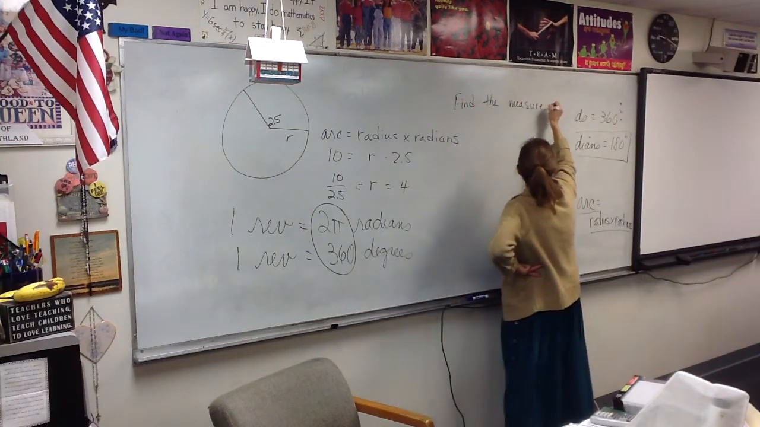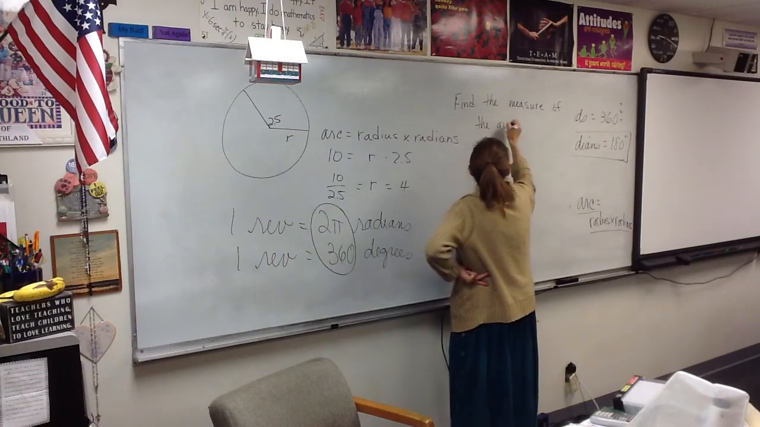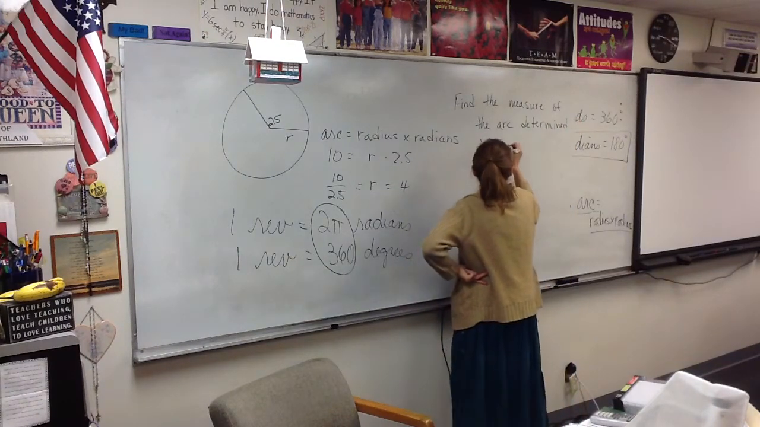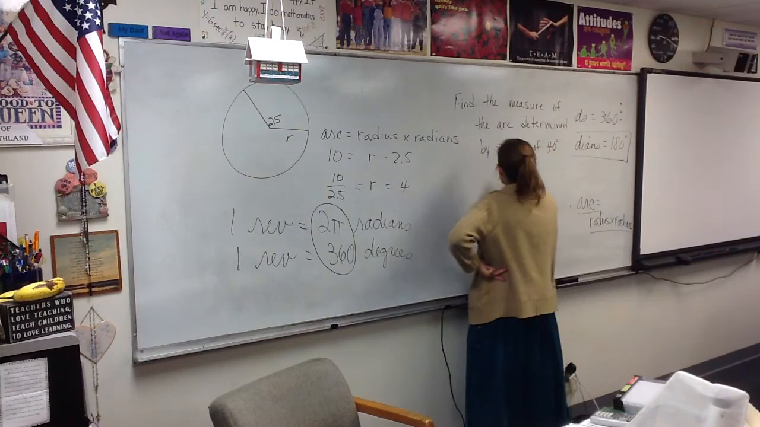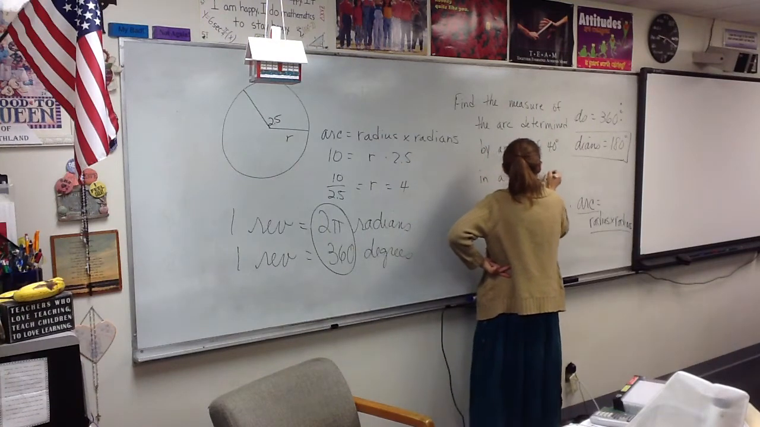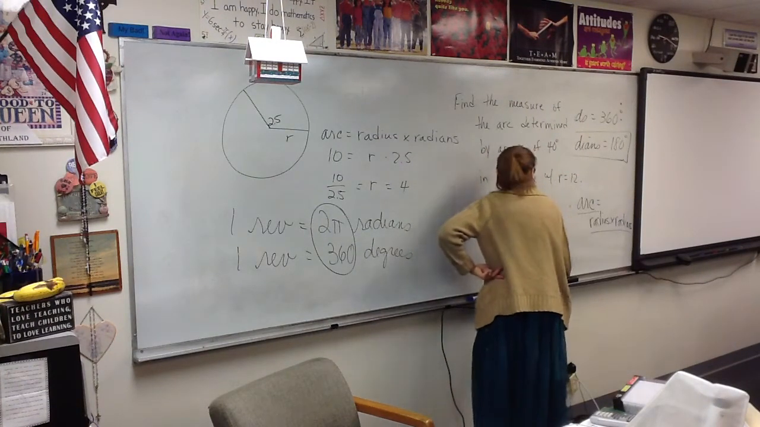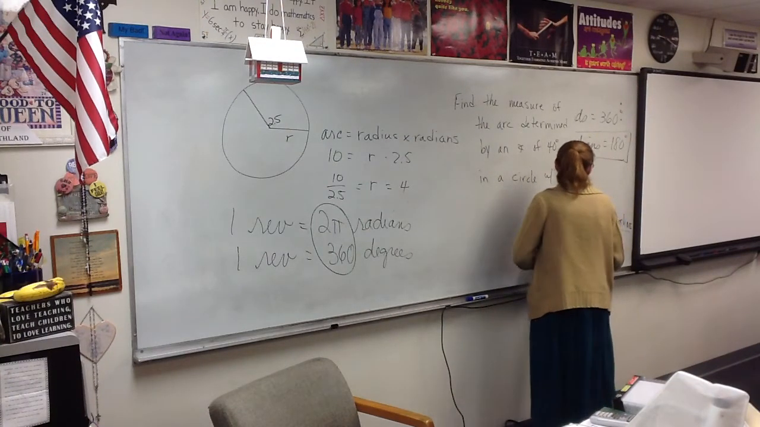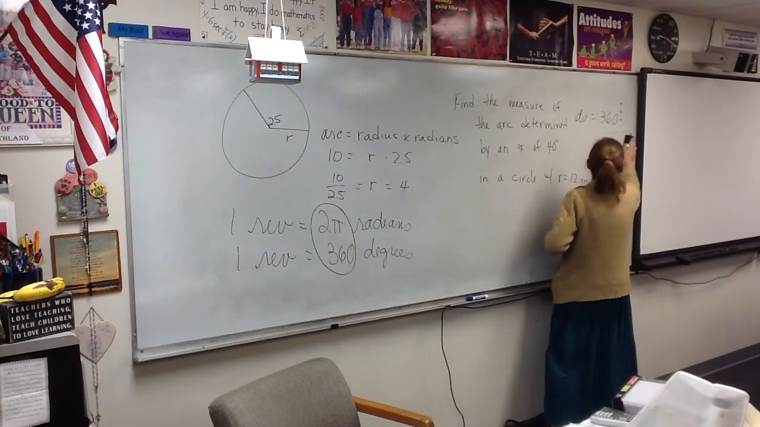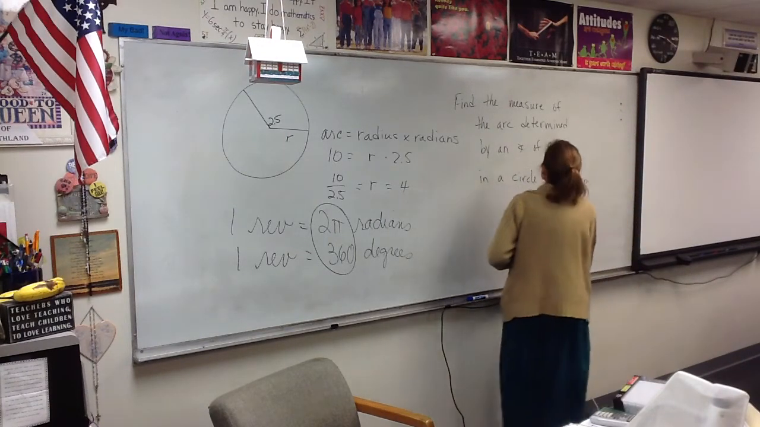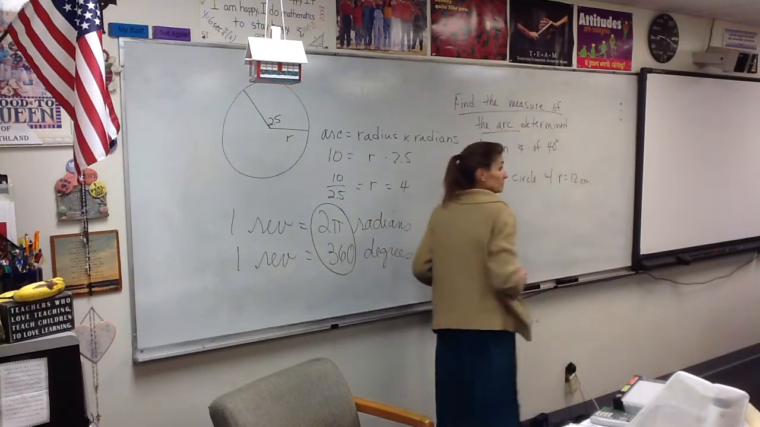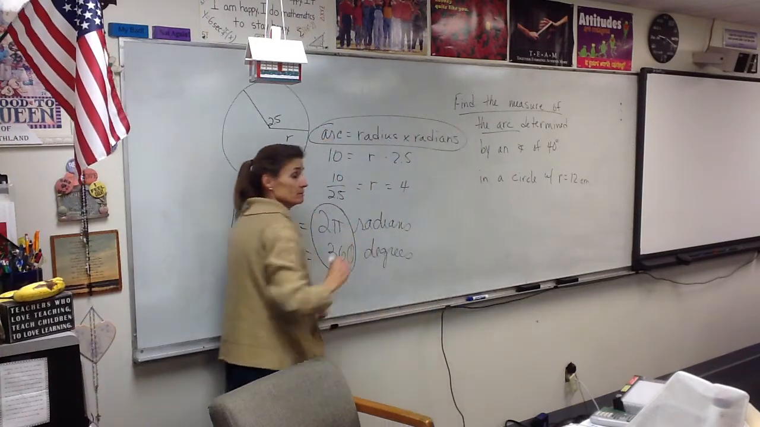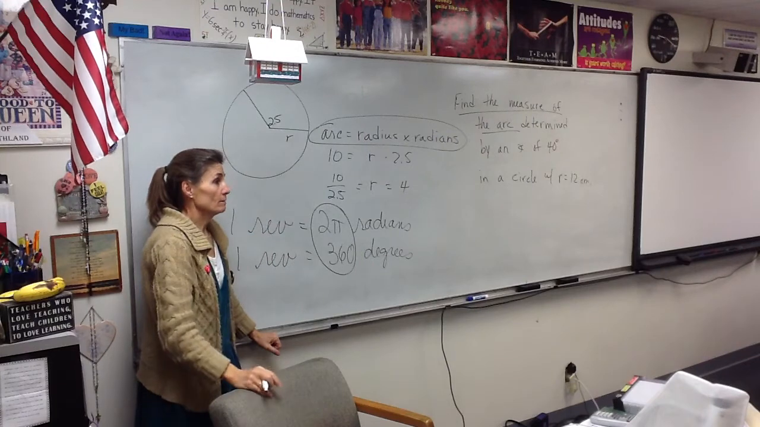Find the measure of the arc determined by an angle of 40 degrees in a circle with a radius of 12. Let's say inches, let's put a unit on that. Let's say centimeters, put a unit on that. Now, arc length is a very, very easy thing to find. But what's wrong?